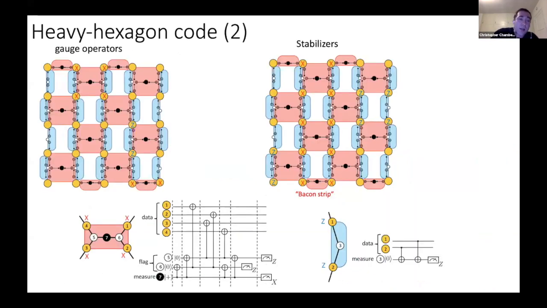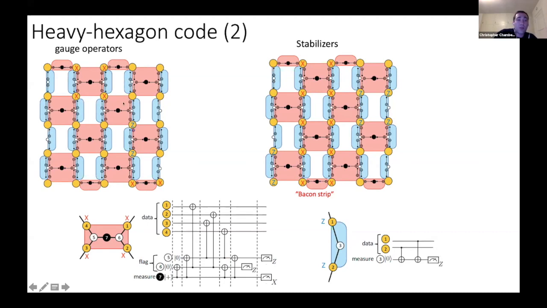To see that this code is a hybrid between a Bacon-Shor and a surface code, if you look at these red type plaquettes here, one could measure a weight 4 X-type gauge operator at each of the plaquettes, and then weight 2 at the boundary. The product of these would form a stabilizer that you would have for the Bacon-Shor code. Similarly, for the blue plaquettes, because I'm doing a Bacon-Shor type measurement, I can decompose the weight 4 operators that I have to measure for the surface code as a product of weight 2 operators.